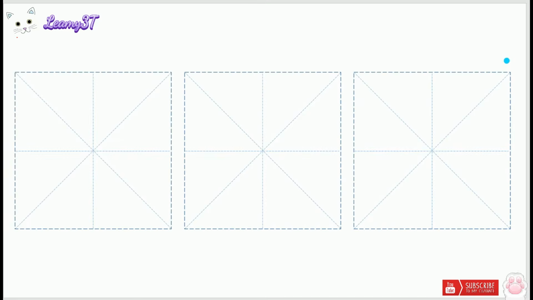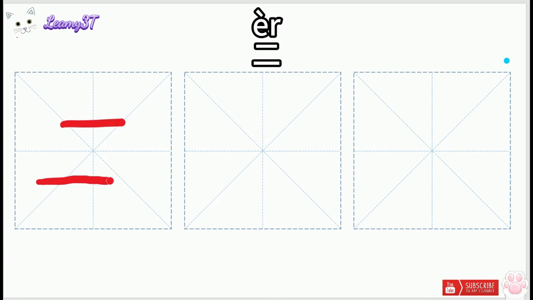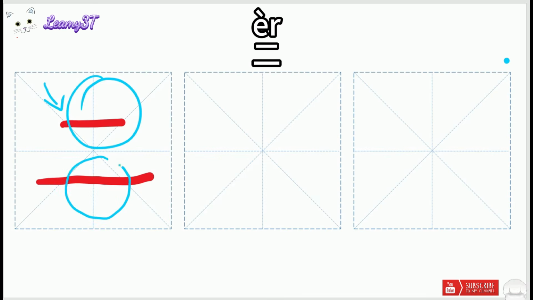Next, let's write 二. This character consists of 2 hēngs, 1 and 2. The first héng is written at the top, and the second héng is written just below it. Make sure the 2 strokes are parallel to each other, and the distance between them, to the middle line, is balanced. And please keep the whole character in the middle of the square. Let's write it one more time.